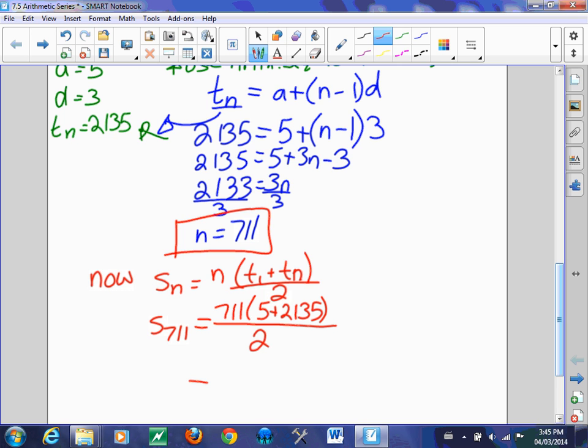Again, you can plug that in your calculator, and you should get 760,770. So therefore, the sum of 711 terms, which is that series up above, is 760,770.